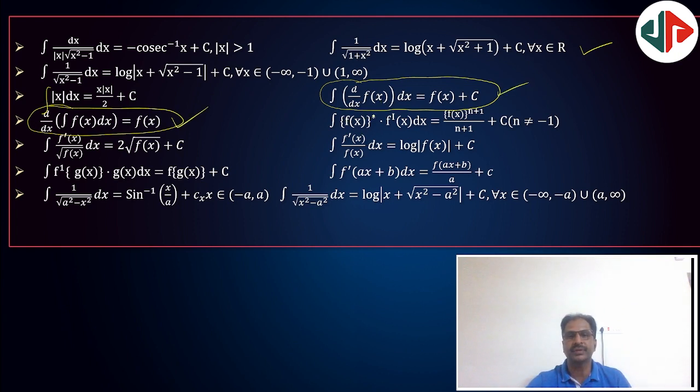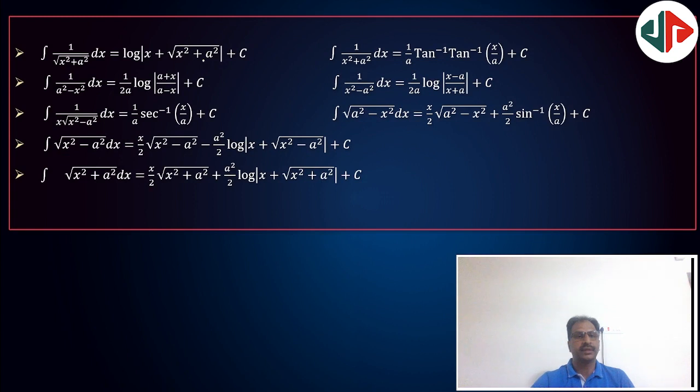Next, integral of f of x whole power n into f dash x is f of x whole power n plus 1 by n plus 1. Integral f dash x by f of x is log mod f of x. Integral f dash of ax plus b is f of ax plus b by a. So you have to divide by the x coefficient. Integral 1 by root of a square minus x square is sin inverse x by a. Integral 1 by root of x square minus a square is log mod x plus root of x square minus a square. Every standard result is very important.